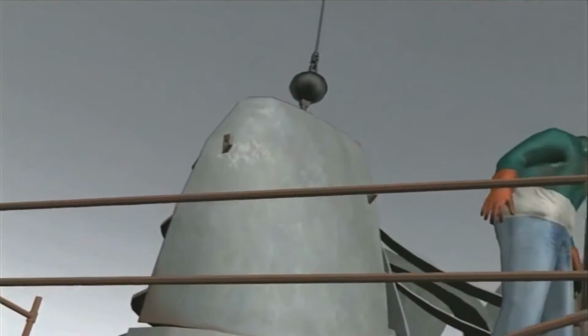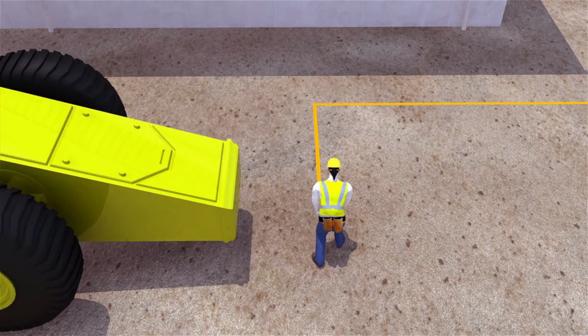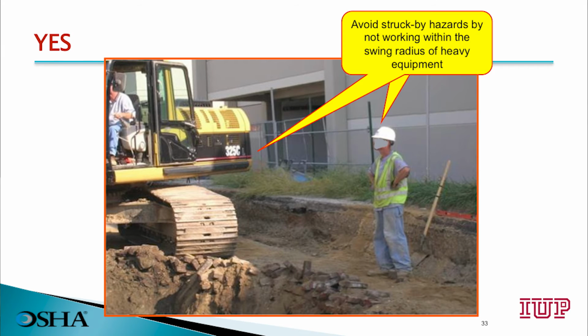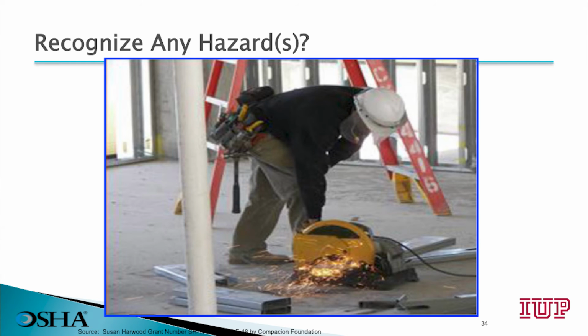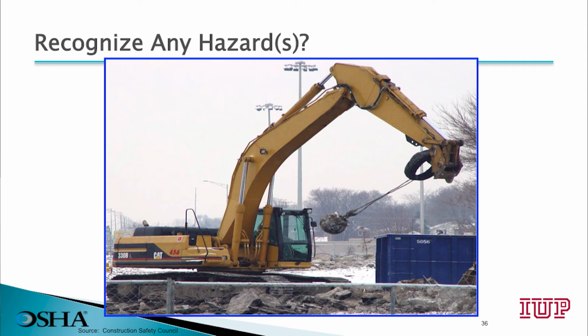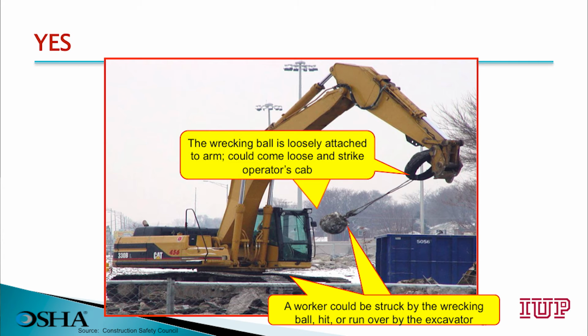The primary causes of struck by fatalities include falling objects, vehicle or equipment strikes, or being struck by flying objects. Do you recognize any hazards? We need to avoid struck by hazards by not working within the swing radius of any heavy equipment. Do we recognize any hazards? Grinding or striking materials can create flying object hazards. This worker is protected by equipment guarding and a face shield, but should also have safety glasses. Are there any hazards on this job site? Of course there are. The wrecking ball is loosely attached to the arm and could come loose and strike the operator's cab.